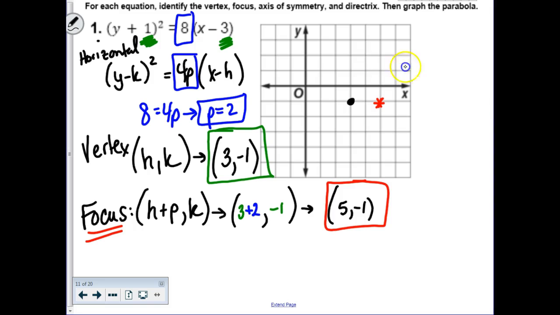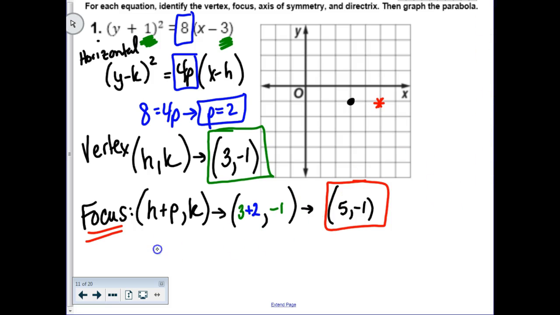So I can tell from what's developing here, guys, we're going to have a parabola that's going to kind of look like this. It's going to open up over here to the right. The other reason I know it's going to open to the right is because the p-value is positive, which means it's going to open, quote, traditionally. For a horizontal parabola, to the right is traditional.